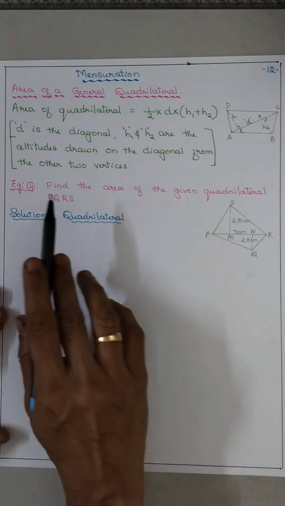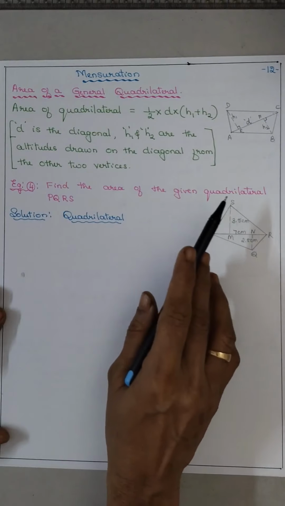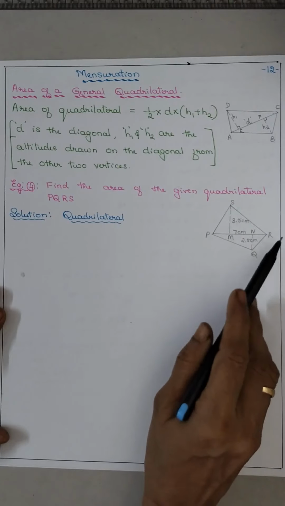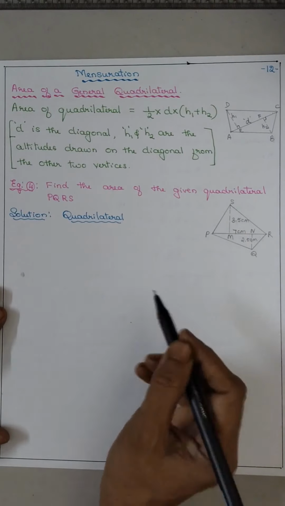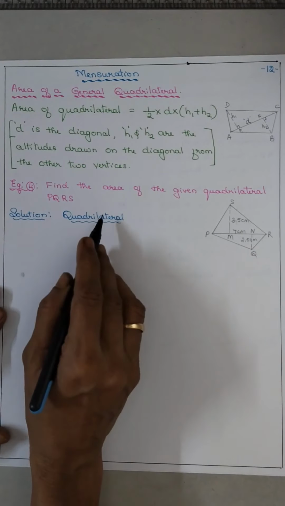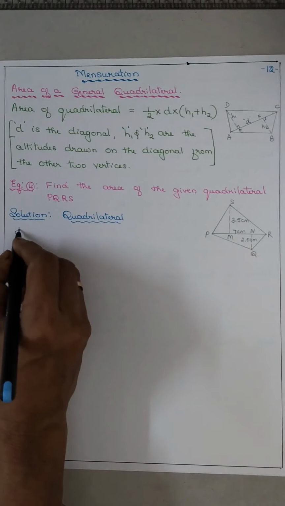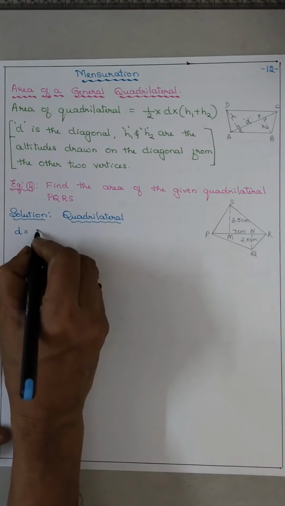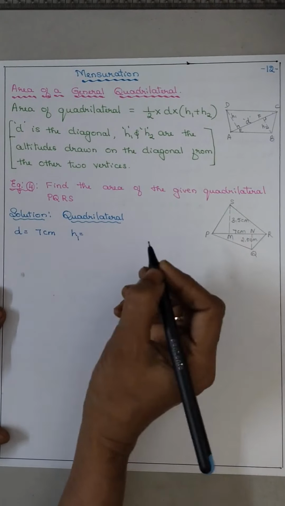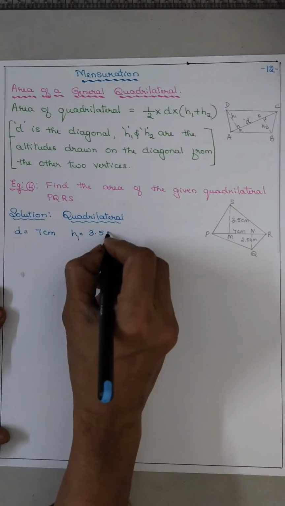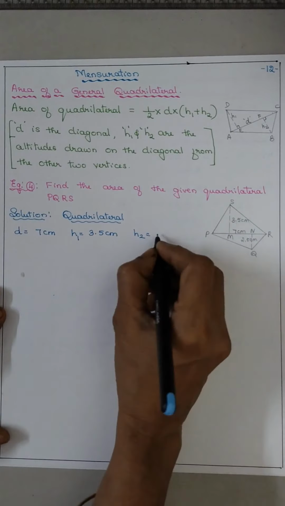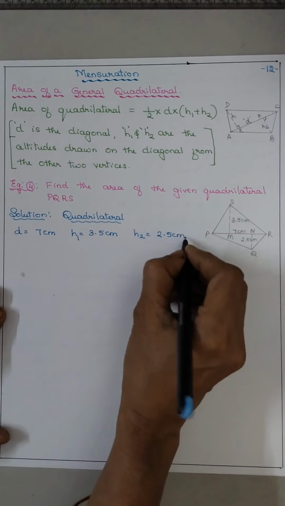Now coming to the example. Find the area of the given quadrilateral PQRS. The figure is given, PQRS is a quadrilateral. So find the area. First write what is the shape? Quadrilateral. What is given? D is equal to 7 centimeter. One height is H1, that is 3.5 centimeter. The other height, H2, is equal to 2.5 centimeter.